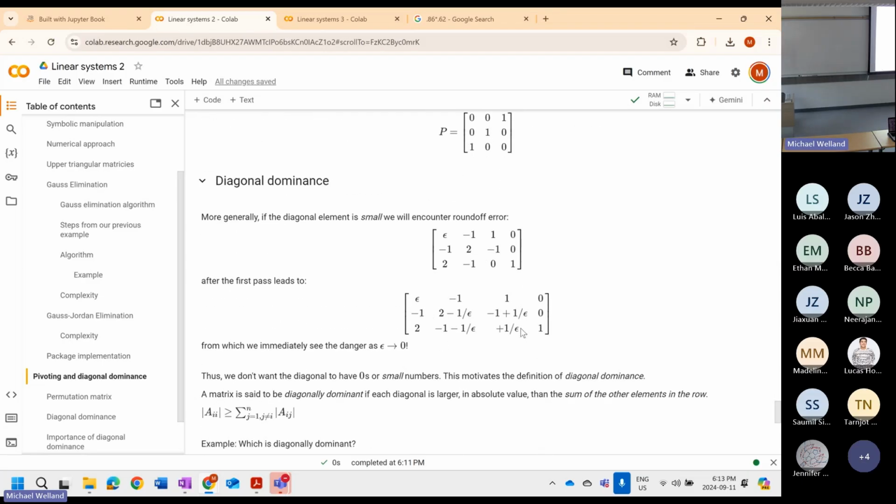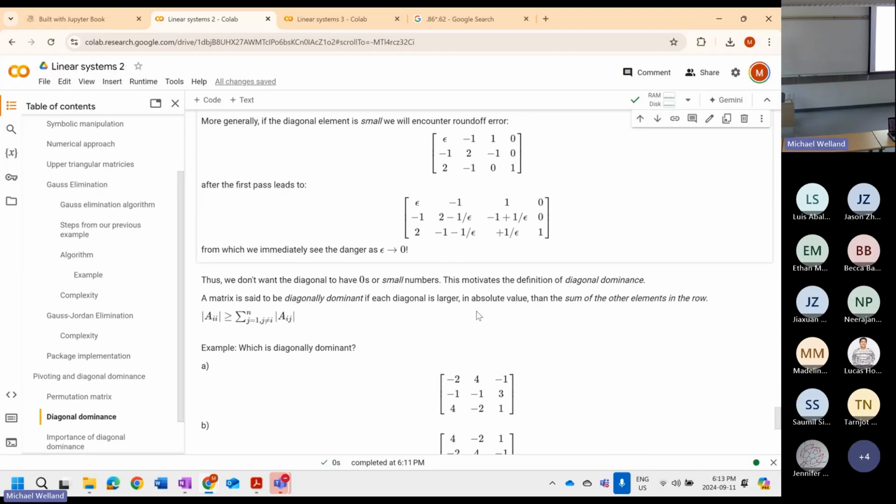Okay. Diagonal dominance. The problem is a bit more insidious. It doesn't have to be 0. It can just be small. Because when you go through, you end up dividing. That algorithm divides by that small thing. And you're left with mixing magnitudes, right? Epsilon goes to 0. You get an infinity. And everything blows up in your face. Okay. So we actually don't want zeros or small numbers on the diagonal.